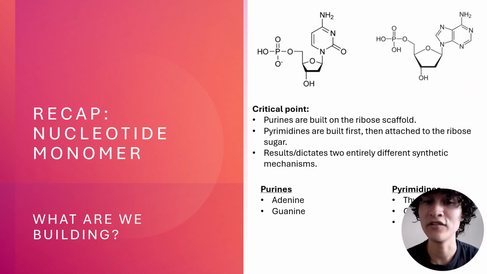But pyrimidines are built slightly differently. With pyrimidines, the ring itself is built first, and then it's attached onto our phosphoribosyl pyrophosphate. So just to recap, purines are built using a ribose scaffold, and pyrimidines are built as free rings and attached onto that ribose sugar. We're going to look at purine synthesis first, and how that happens.